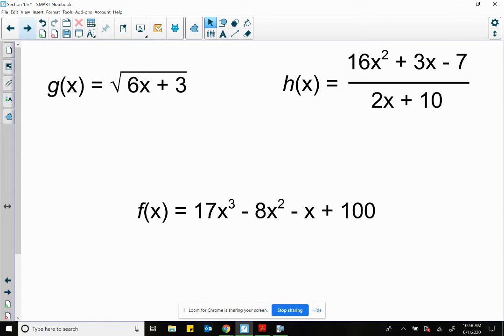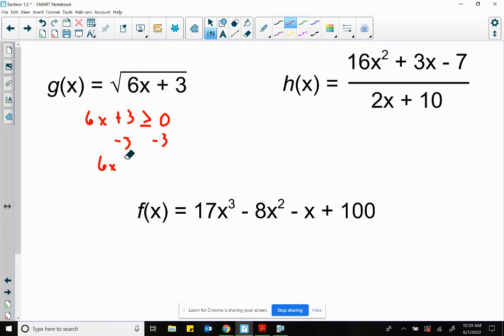All right. So hopefully you recognize this first one as a root. So all you had to do was take the 6x plus 3, set it greater than or equal to 0. And then solve. Minus 3, minus 3. 6x is greater than or equal to negative 3. Divide by 6, divide by 6. X is greater than or equal to negative 1/2.